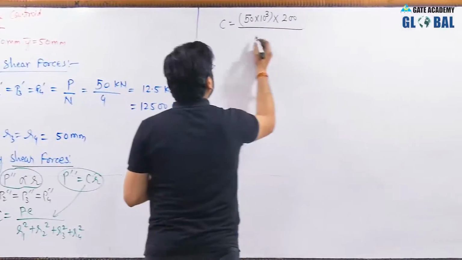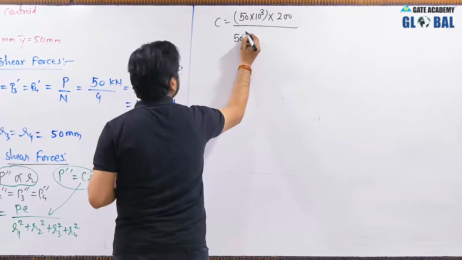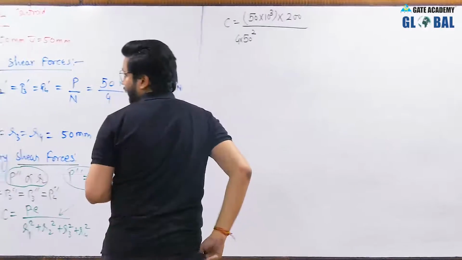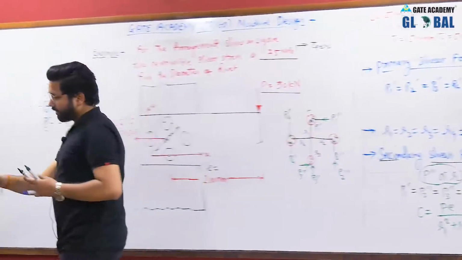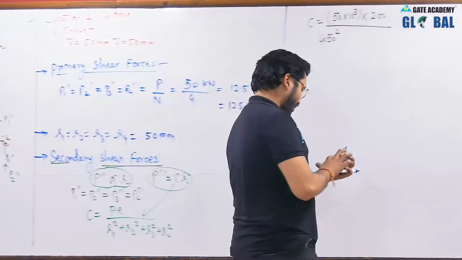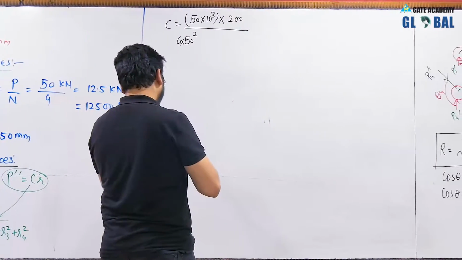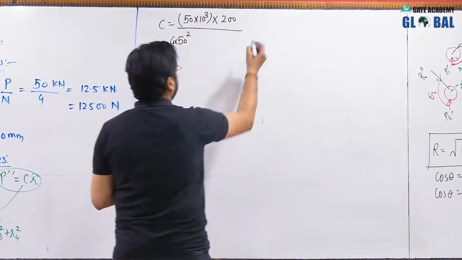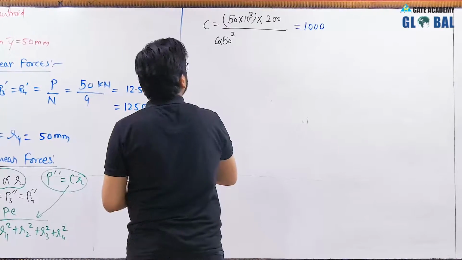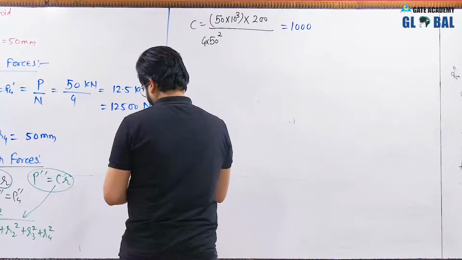So this will be divided by R1 square. So R1 is 50, everything is 50, every radius is 50, so this will be 4 times of 50 square. Okay, this will be 4 times of 50 square. So let me calculate the value of C. So this is 50 into 10 raised to power 3 multiplied by 200 divided by 4 times of 50 square. Okay, so this is 1000. C is coming out to be 1000. Okay, C is coming out to be 1000.